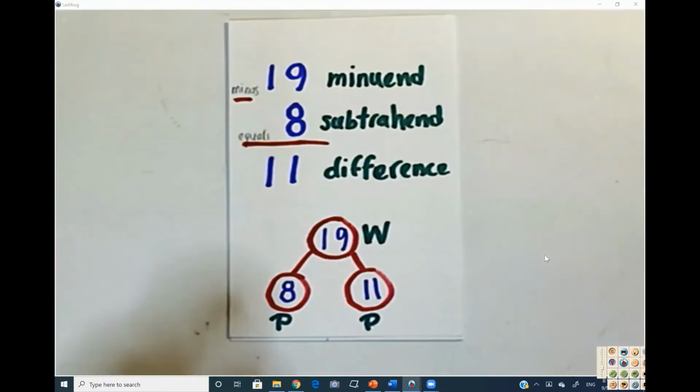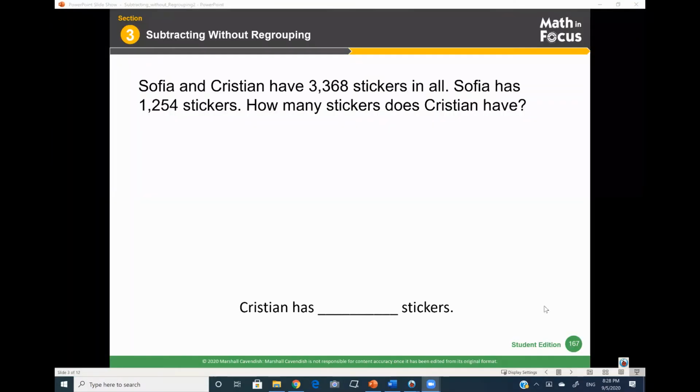Now let's see this in context of a problem. The problem says, Sophia and Christian have 3,368 stickers in all. Sophia has 1,254 stickers. How many stickers does Christian have?